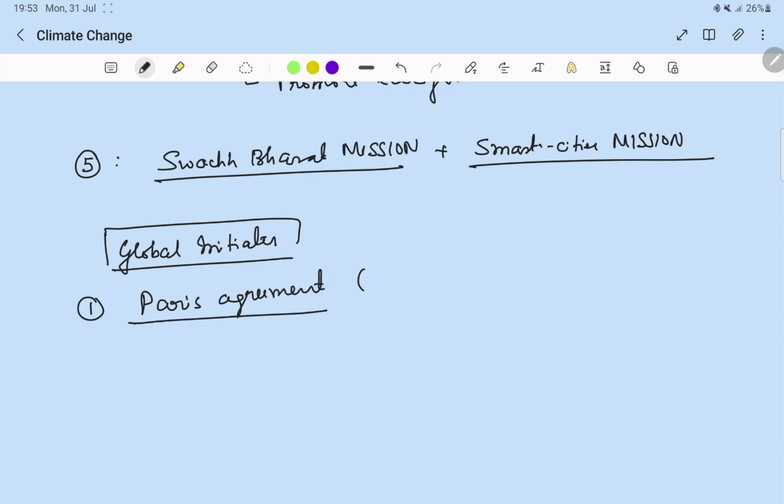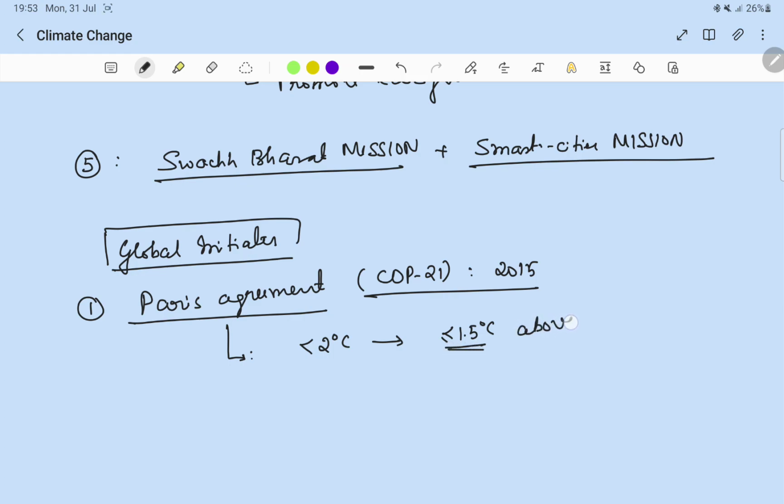Paris Agreement was related to COP21, which was in the year 2015. It was decided to reduce the rising temperature above the pre-industrial level to less than 2 degrees Celsius, and more ambitiously, if we can achieve it, to control it within 1.5 degrees Celsius above the pre-industrial era temperature.